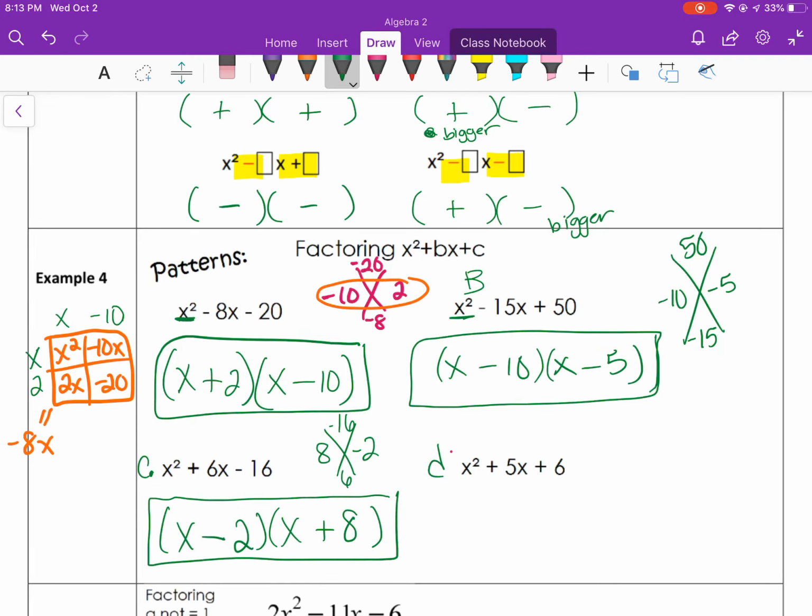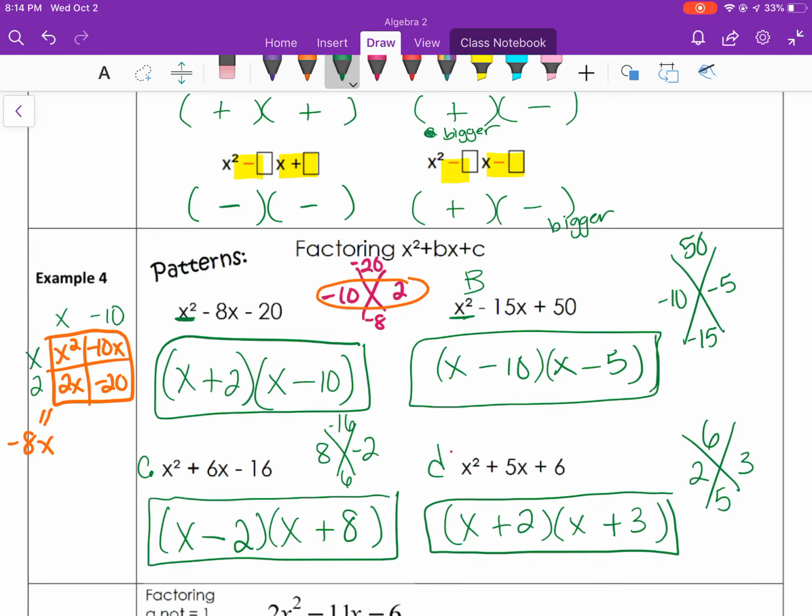And the last one, if they're both positive, multiplies to positive, adds up to positive, it's going to be positive. Like x plus and x plus. What multiplies to 6 adds up to 5? That would be 2 times 3. 2 times 3 is 6. 2 plus 3 is 5. So those are the factors for that. So those are some patterns to look for when a equals 1.